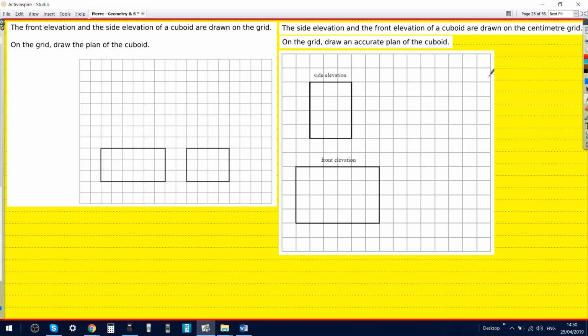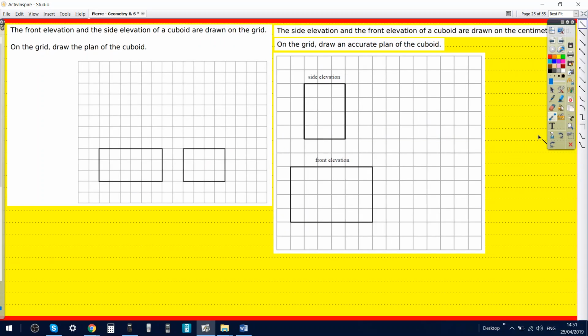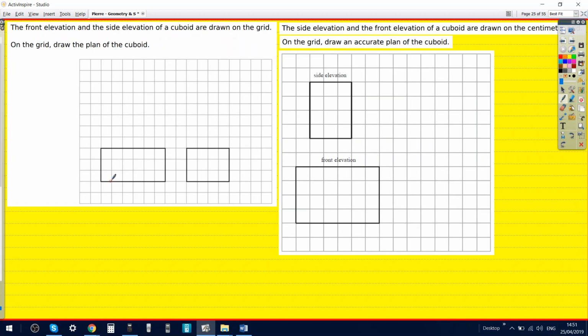Right. Okay. I'm going to draw a plan of the cuboid. So this time you're kind of working in reverse. They've given you the front and the side, and you have to draw the plan. Draw the plan. So, okay. So that's a cuboid.